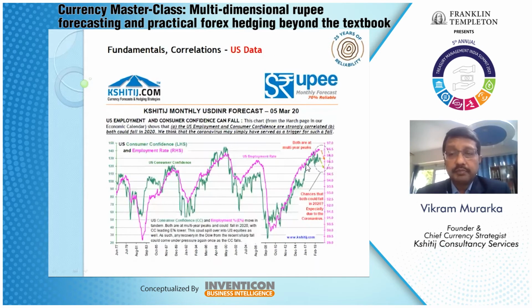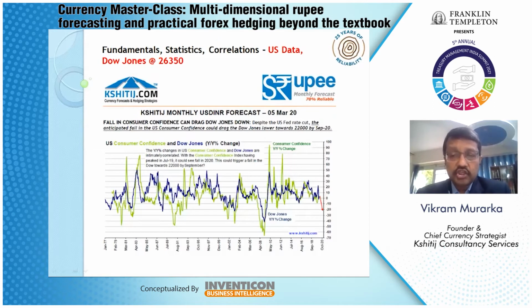And if in the previous chart we were looking at the US consumer confidence coming down, when we look at this chart, then we can say that the consumer confidence year-on-year change will come down towards minus 20%. Basis that, we were able to say that the Dow Jones, which was then at 26,350, if the US consumer confidence falls, then it will drag the Dow down to 22,000 by September. Okay.